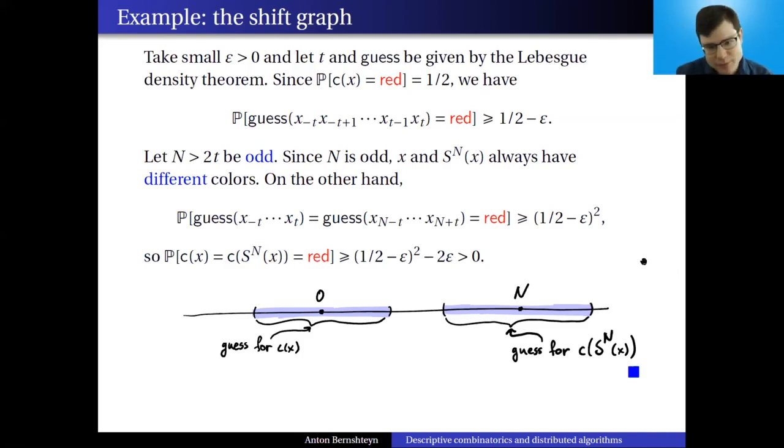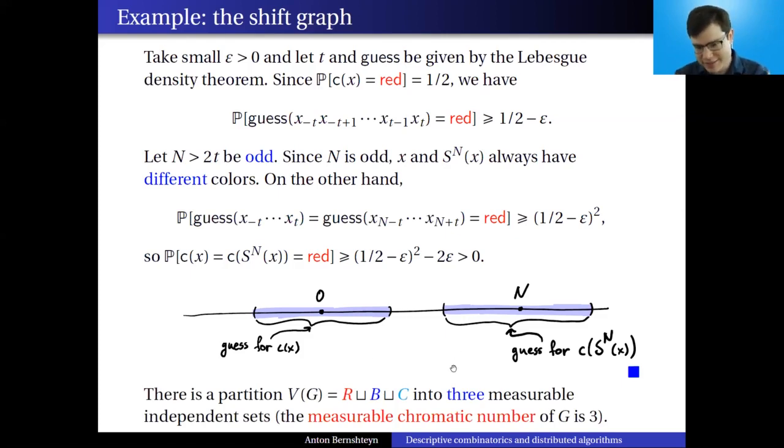To finish up this example, I've argued that if you want the individual sets in the partition to be measurable, then 2 sets are not enough for this graph. How many are enough? That's a natural question. Turns out that 3 is the right answer. I think just one more already suffices. One way to say this is to say that the measurable chromatic number of this graph is 3. I will not explain how this works. This is an exercise to the audience.